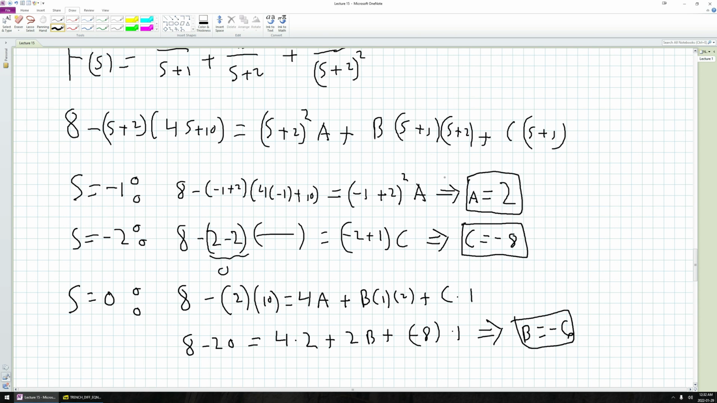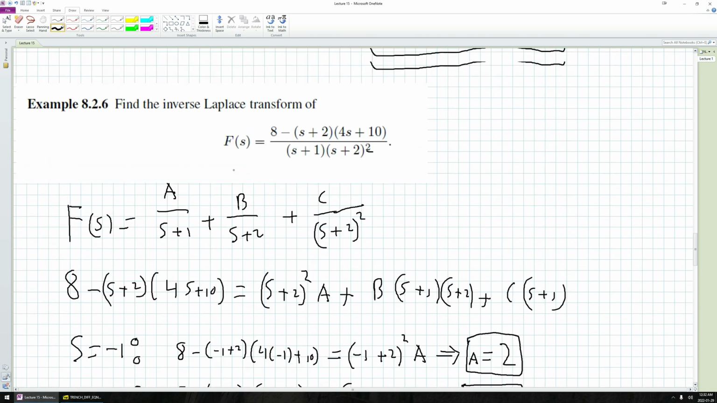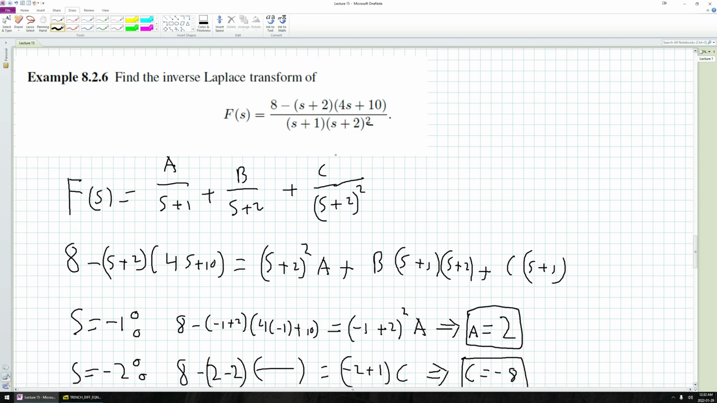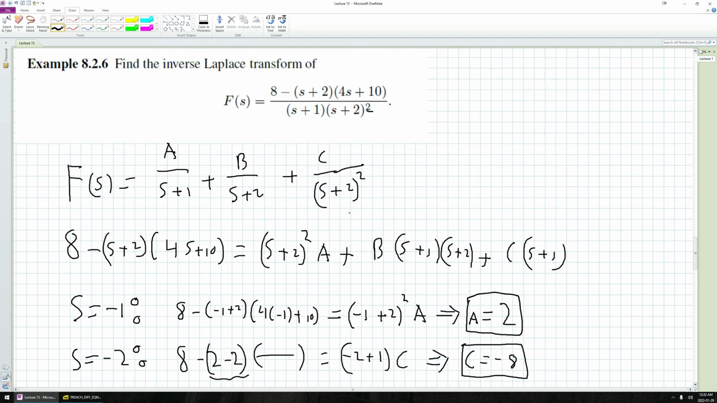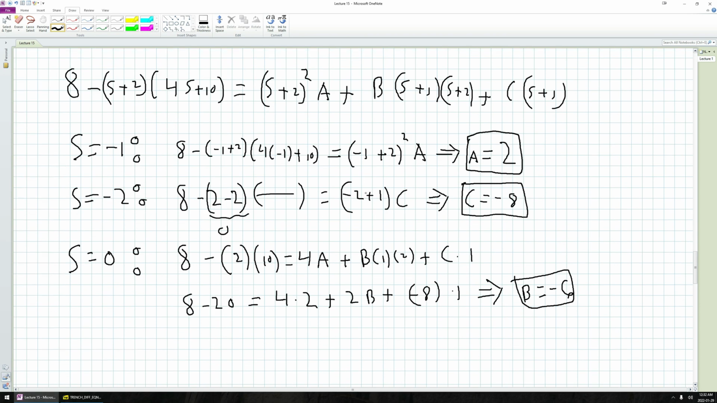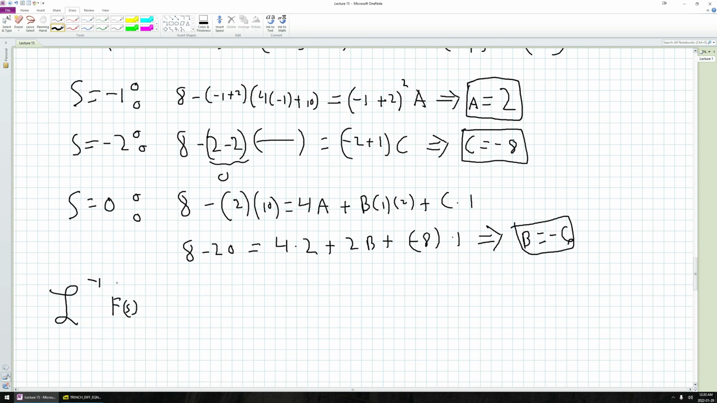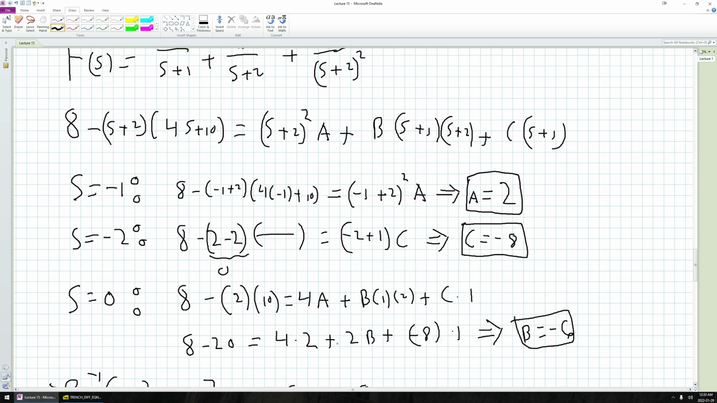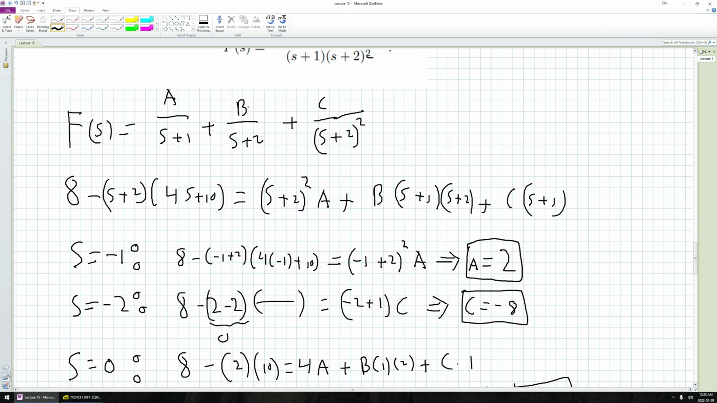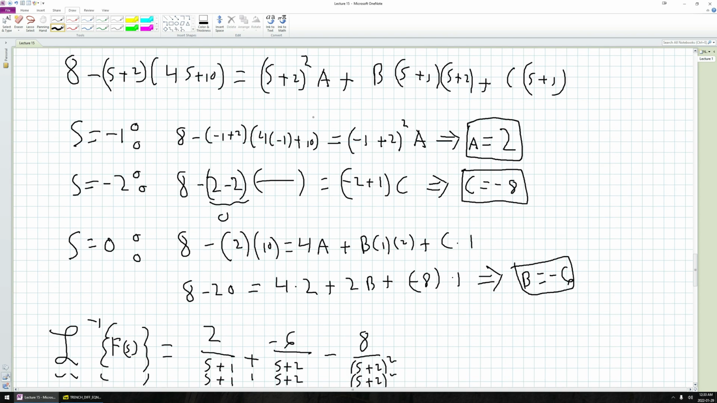Okay, so you should have seen this technique before. If not, you've now seen it. This is how to approach these types of problems where I have a repeated root, where it's repeated twice. So if I put all this together, I can simply say from here that the inverse Laplace transform of F would simply be this term here. And again, I'm getting this just by plugging in 2, -8, and -6, right?